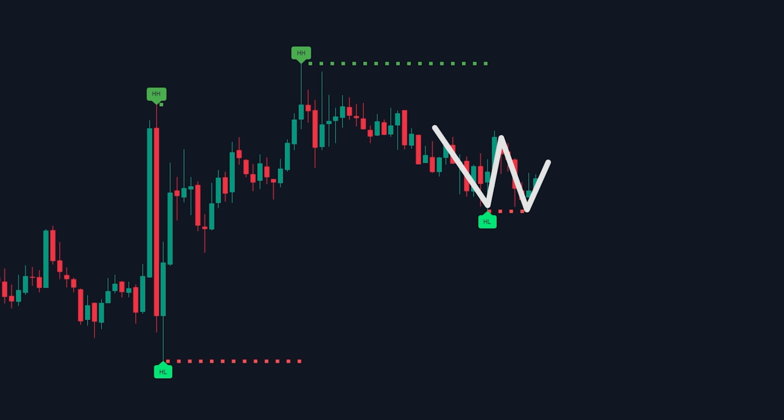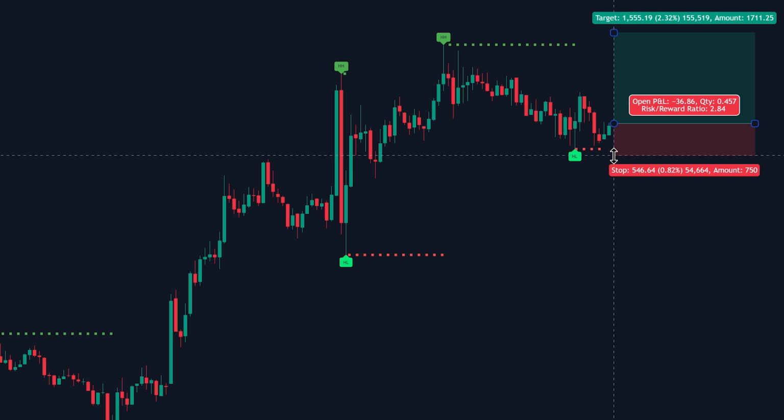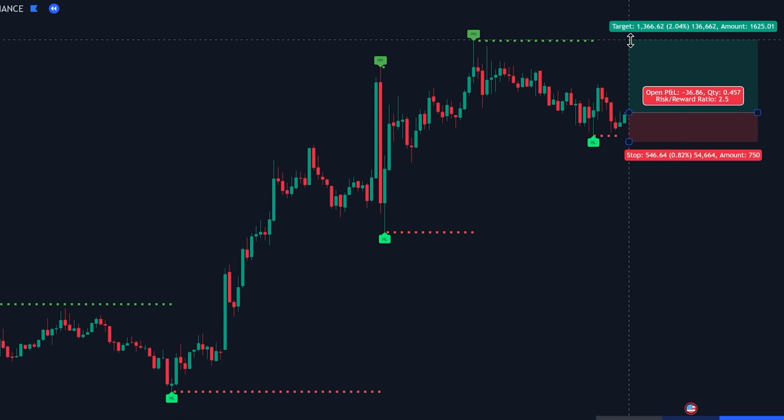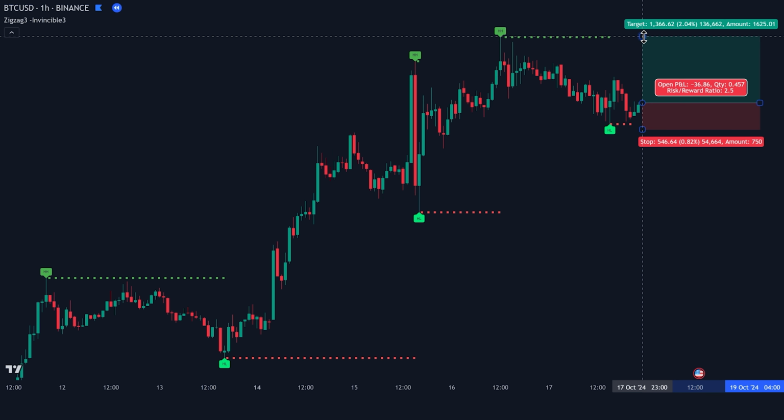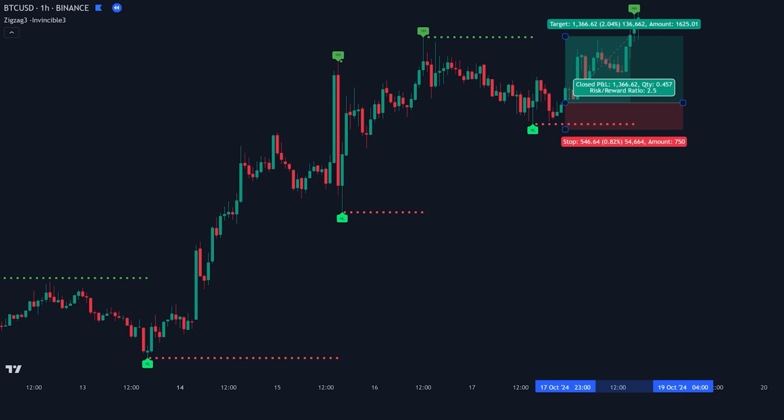Here's where we plan our trade. Once the price starts bouncing off the support level after the double bottom, we look to enter a buy position, expecting the upward trend to continue. We place the stop loss just below the support level to manage risk if the price breaks down unexpectedly. For the take profit target, aim for a 1-to-2 risk-to-reward ratio, meaning the potential reward is 2 times the risk. Now, let's see how the buy trade plays out.